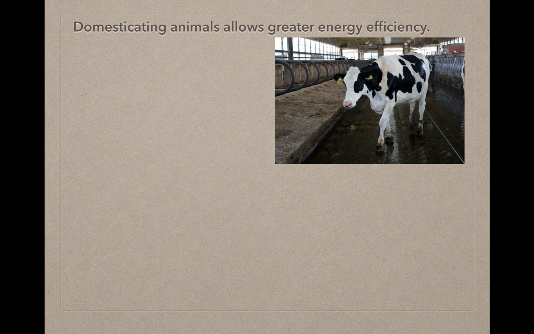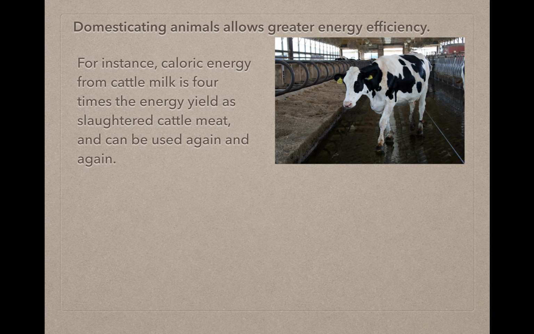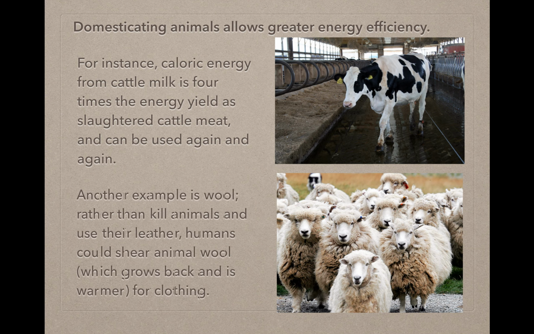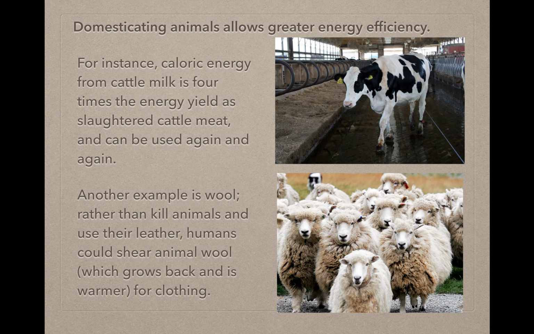What's so important about this is that domesticating these animals allows humans to have more energy efficiency. So an example are dairy cows. You can get more caloric energy, so basically more bang for your buck, by drinking milk, and it's actually more energy efficient than eating the meat. Another idea for how you can use these animals is sheep. So instead of actually killing animals and using their leather for warmth, you can use wool, and the wool grows back, and it's actually even warmer. So humans start realizing that certain animals give them greater energy efficiency, so more bang for their buck.